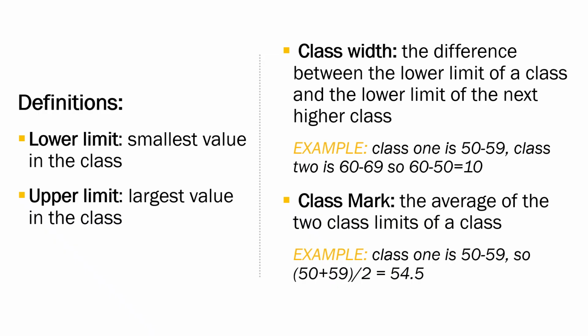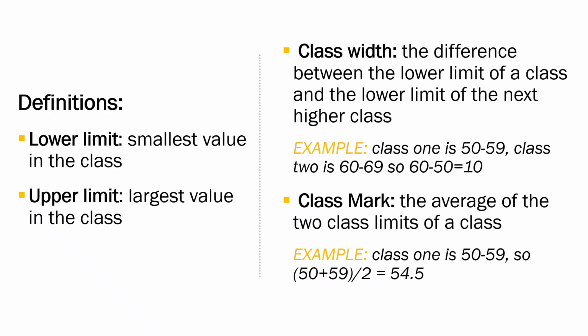So in this example here, class 1 is 50 to 59 and class 2 is 60 to 69. So if we wanted to calculate our class width, then we would take 60, subtract 50, and that would equal 10. And that means each class covers 10 numbers. And so you're often told we want a class width of 5 or 10 or whatever it is.